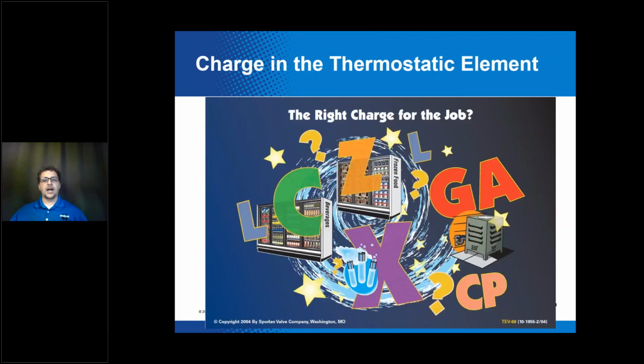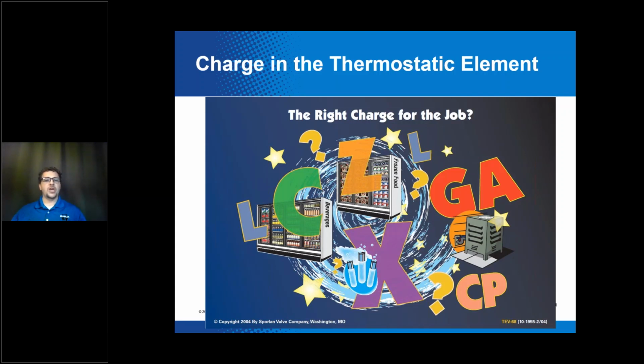All right, moving on to the charge in the thermostatic element here. It is critical to have the correct thermostatic charge for the application that the TEV is being used in. The biggest factors determining the element selection are the temperature that you're having the evaporator and the system refrigerant. Sporlan does believe in using selective charges, and here are a few of the charges that we offer.